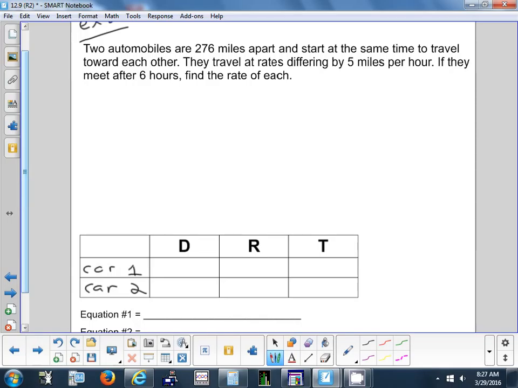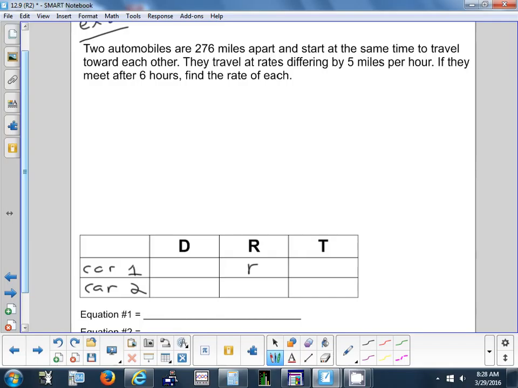All right, and we know that their speeds are different by 5 miles an hour. Okay, so we don't know the speed of either car. So the first thing I have to do is just represent car 1's speed. What letter could we use for car 1's speed? R, sure.